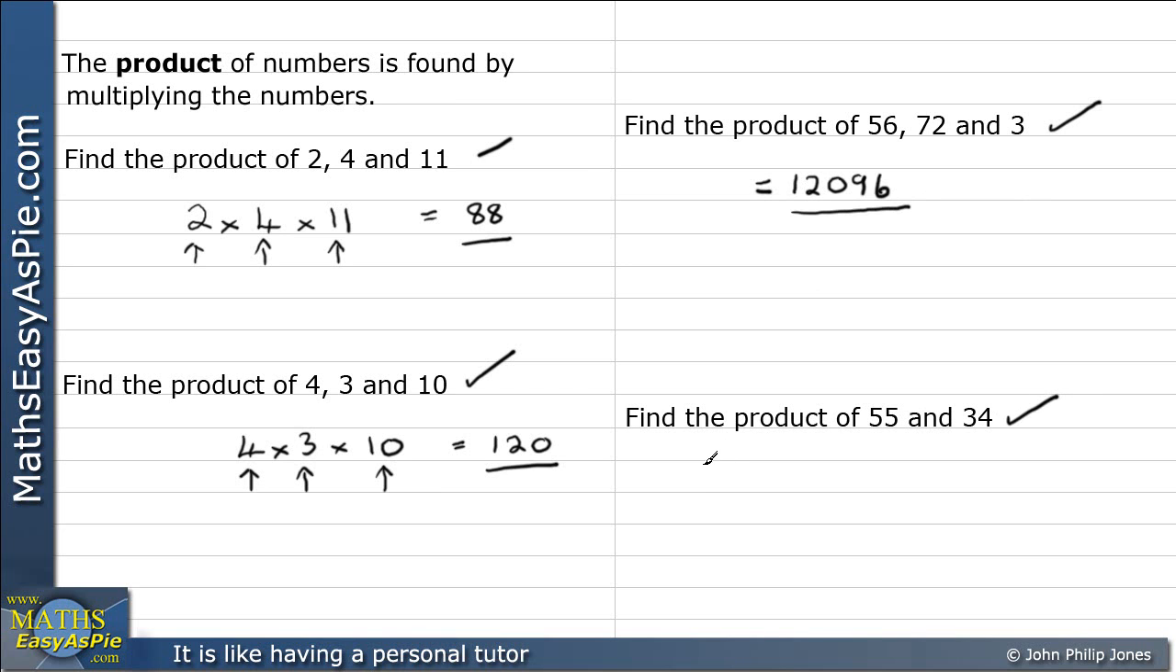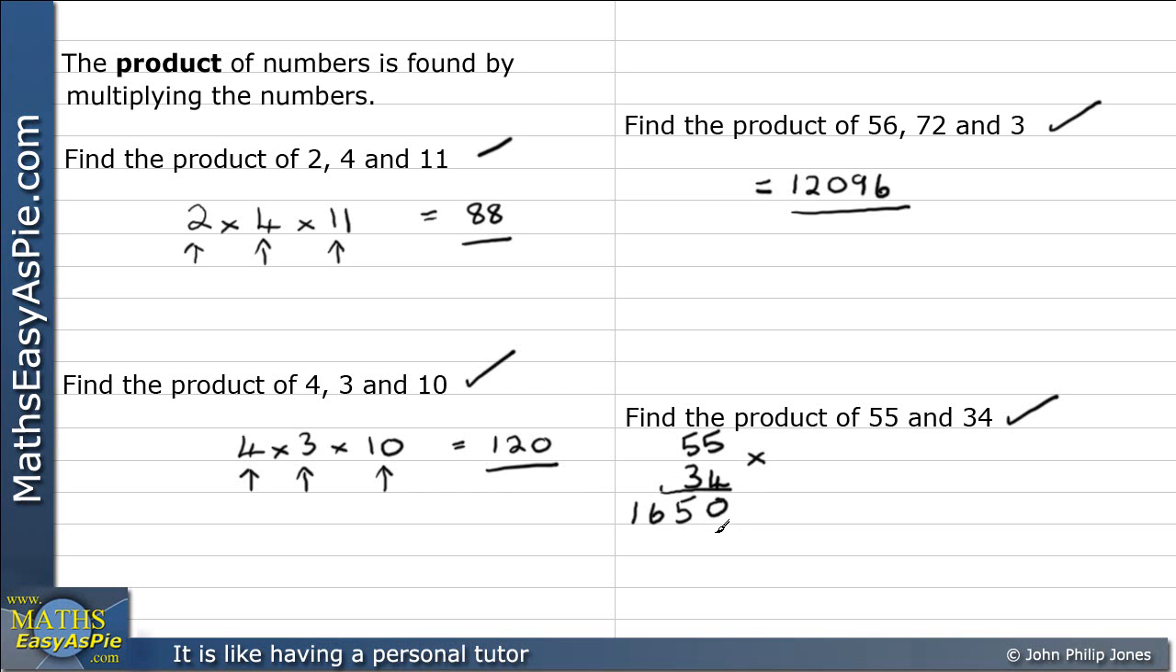Now finally, let's have a look at this one down here, which is asking us to multiply 55 and 34. I'm going to do this in a slightly different way. I'm going to write the 55 here, and immediately underneath I'm going to write the 34, and we're going to multiply these together. Now I'm going to multiply by the 3 first, which means I have to put a 0 down here, and 3 times 5 is obviously 15, so that's 5 down and we carry the 1. 3 times 5 is 15, plus the 1 that was carried is 16, so that's written down there.